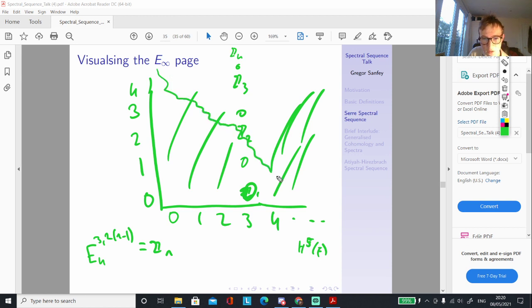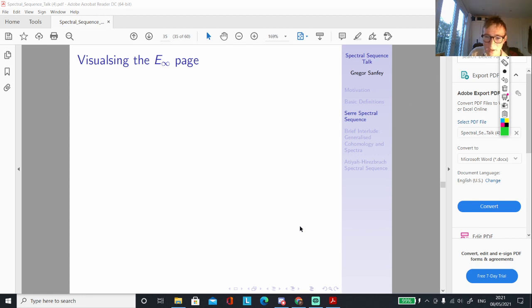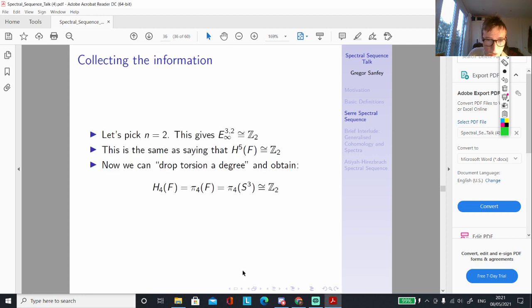So it's going to be along this diagonal here. And summing along it, we're going to get a bunch of zeros plus the integers mod 2 plus a bunch of zeros. And so we get that the fifth cohomology of the fiber is equal to the integers mod 2. Now, I'm not going to go over the universal coefficient arguments, but because of this, we can basically drop torsion a degree, and we get our final result like this. Voila.